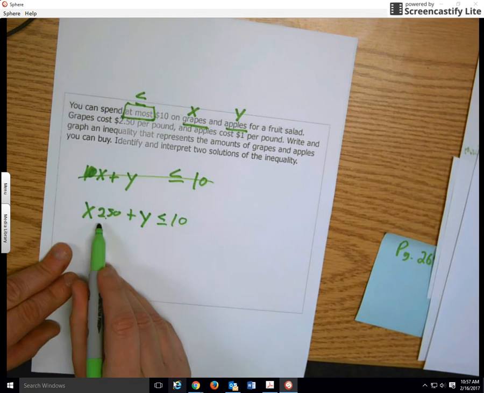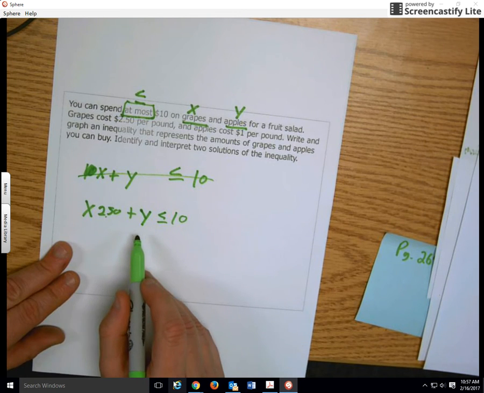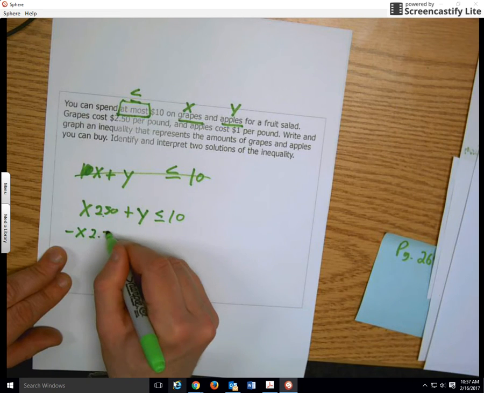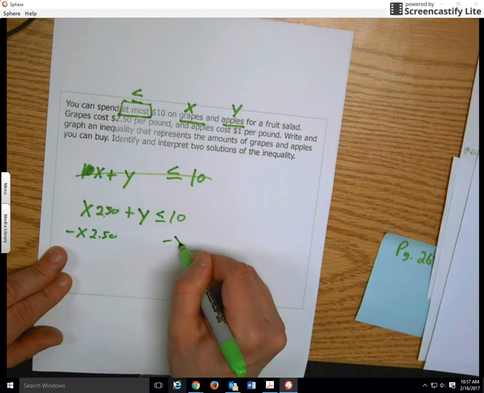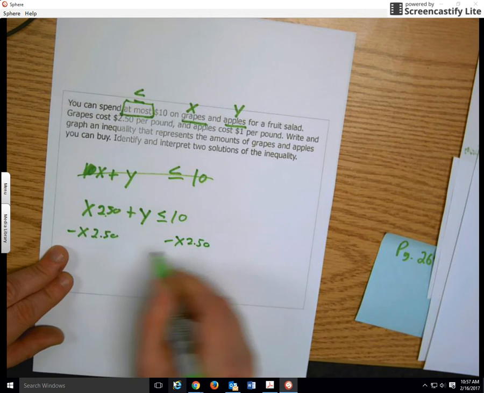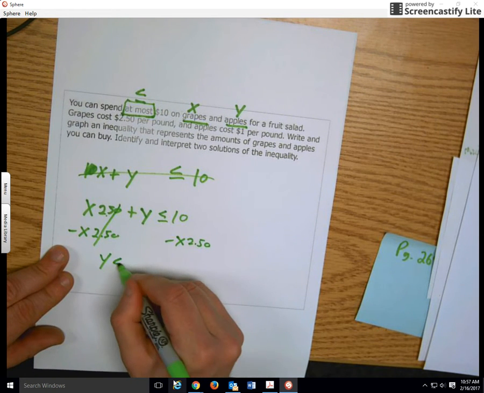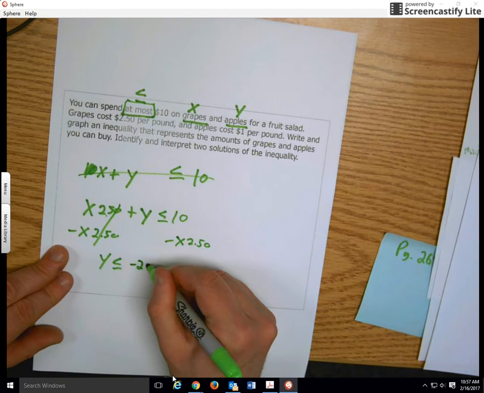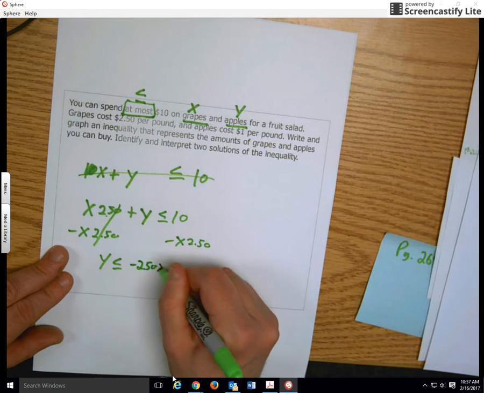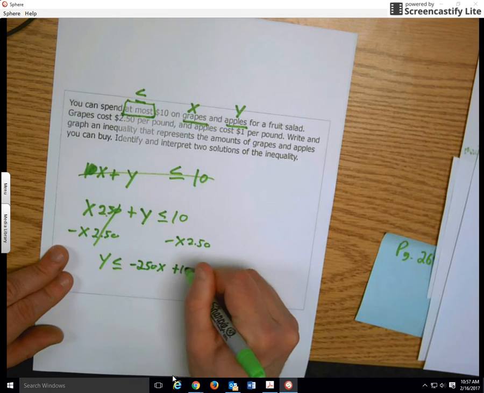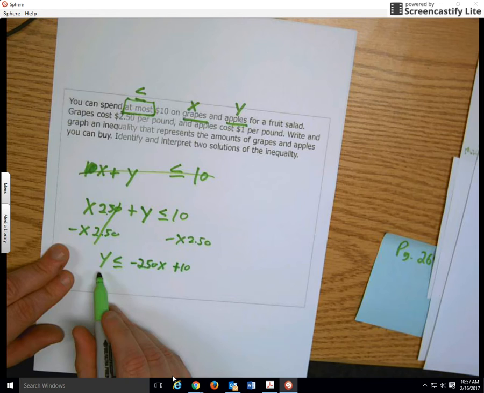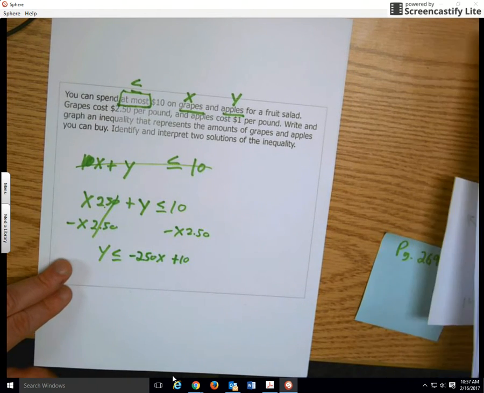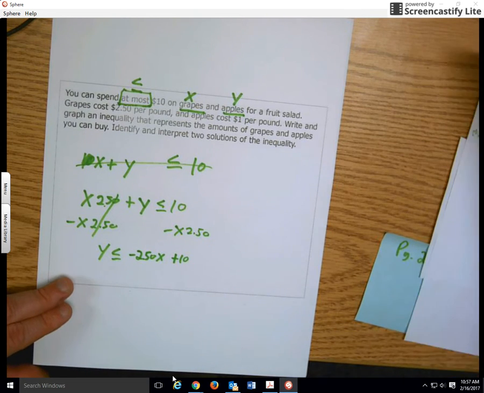So what I would do in this case, I would solve for y. I would do a negative 2.50x to both sides. And y would be less than or equal to. Now remember, we write the one with the x first. So negative, and I'm going to actually switch the order here, 2.50x plus 10. And now you have your m and you have your b, and you could fairly easily graph this one now. Let's see if I can do it real quick.